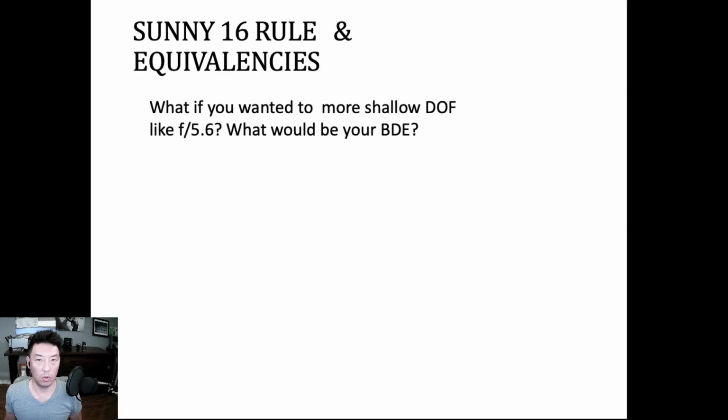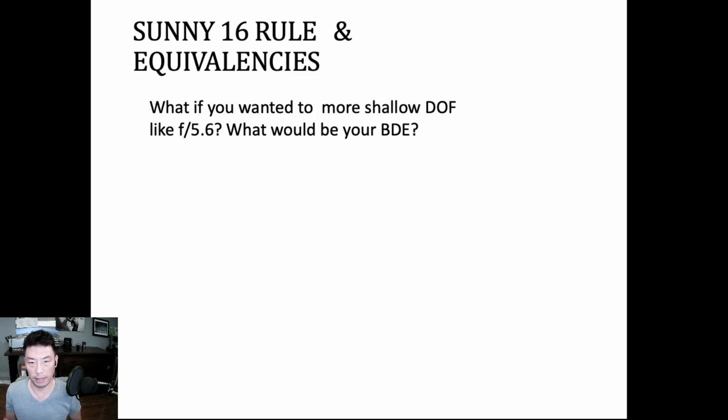But let's say you didn't want to shoot at f11. What if you wanted to shoot with a more shallow depth of field? Remember, back in the last module talking about depth of field, a shallower depth of field means the f-stop number is going to be smaller. And that means less things will be in focus, hence shallow depth of field. Lower number, but in reality, the lens opening is getting bigger, allowing more light in. But you want the equivalency of that. What would be your basic daylight exposure if you wanted to use 5.6 in that situation?